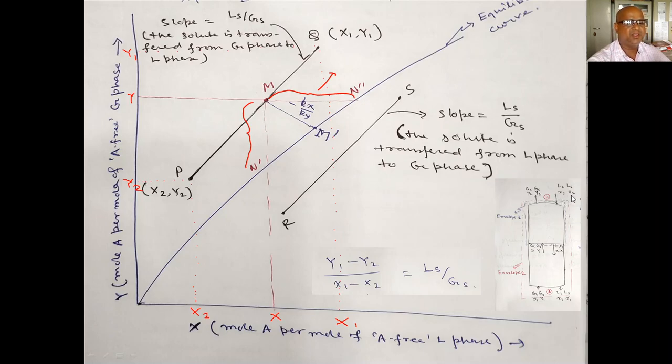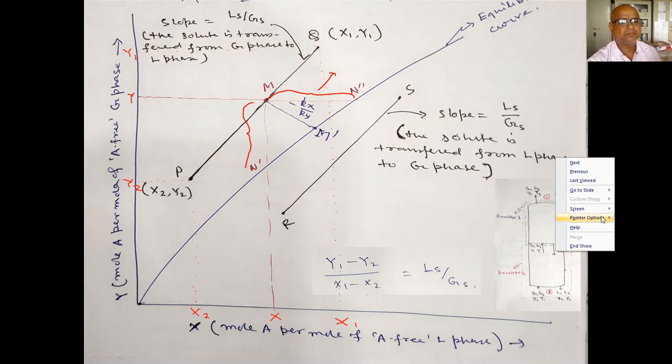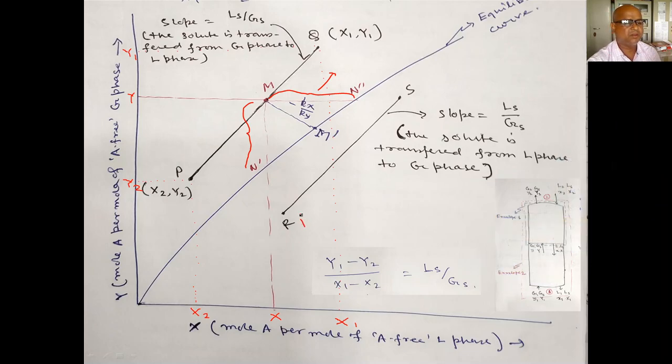L phase means X2 will be higher, isn't it? X2 will be higher and X1 will be lower, and Y1 will be lower, and this will be 1. Meaning in that case, this will be your point 1 and this will be point 2.